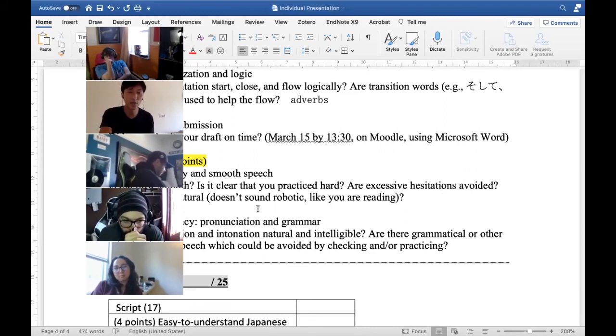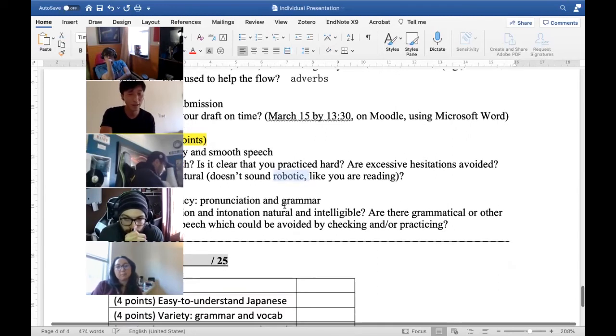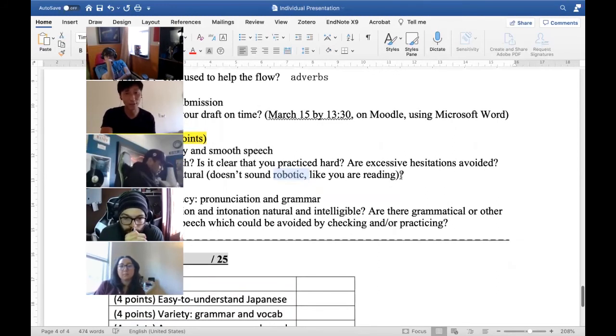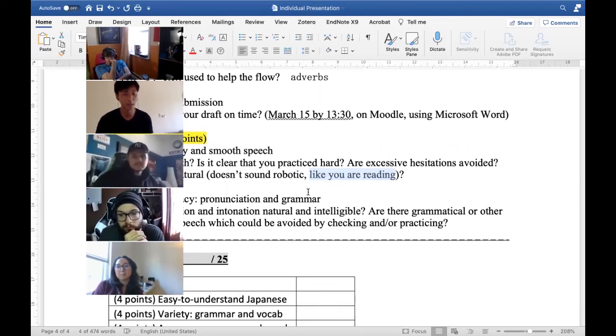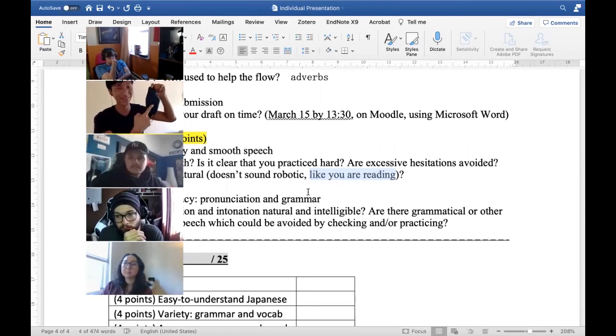And is your speech natural, like it doesn't sound robotic, okay? Not read, okay, not read. So maybe, I don't know, we can tell, right, if someone reads, and then maybe you have to put your emotion in your presentation. これを見てください。マスクです。Right? That's fine. But yeah, okay.